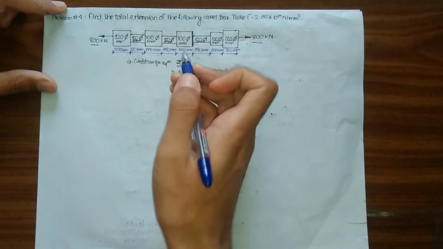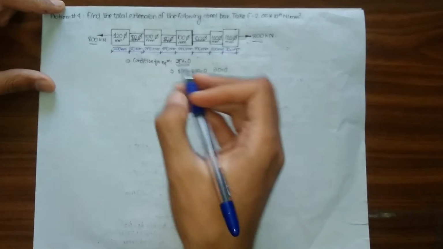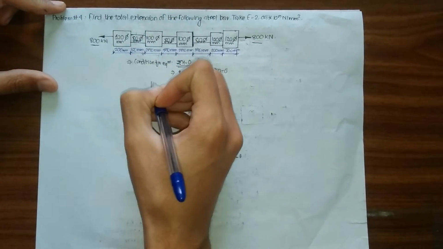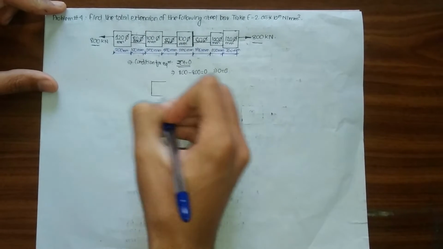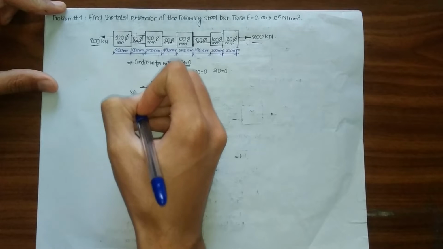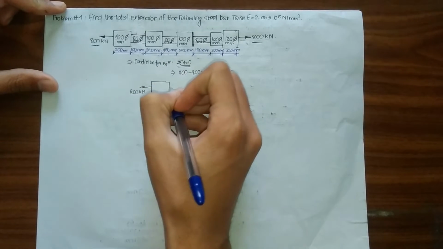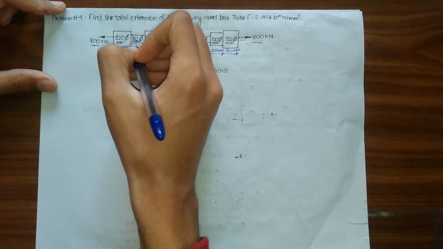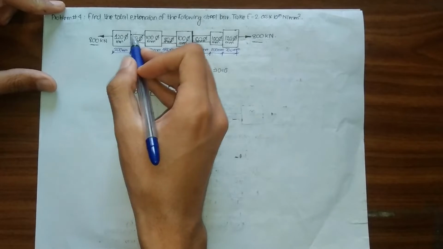So the individual sections must also be in equilibrium. Let me first take this first section. What is happening over here is a force of 800 kilonewton is acting at the left. So in order to maintain equilibrium, a force of 800 kilonewton must act at the right. But as you can see, no such force exists over here. So what do we do?